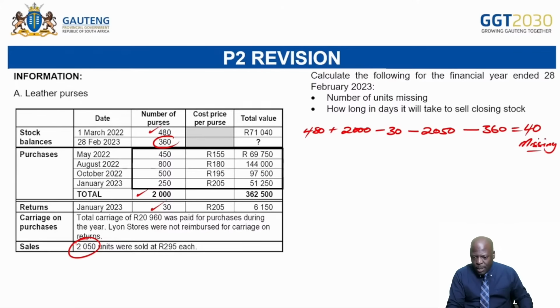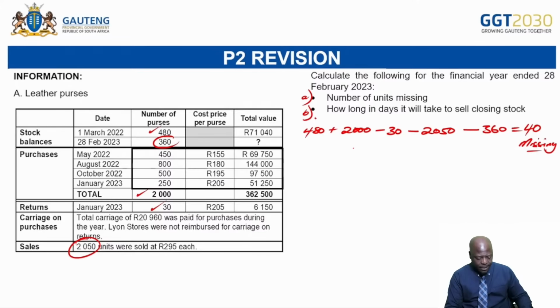Now, one of the things that you have to look into is the internal control measures that have to be implemented when we're missing units. What internal control measures can you put in place to ensure that this does not happen again? So you have to look into internal control measures for stock. Okay. And then the next question. So remember, this was the first part, and this is the second part.